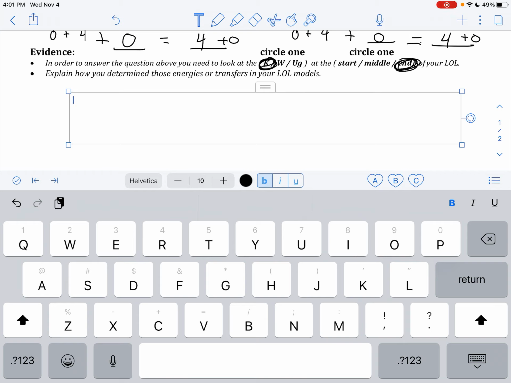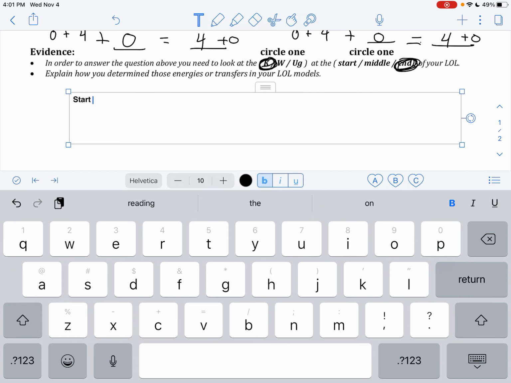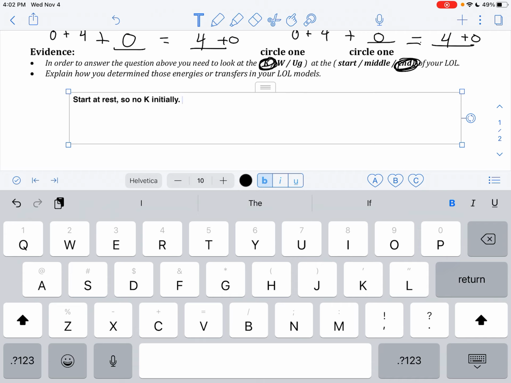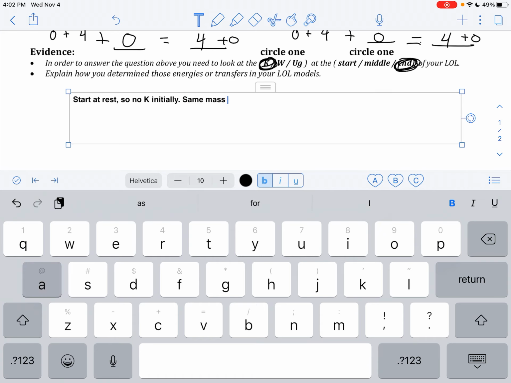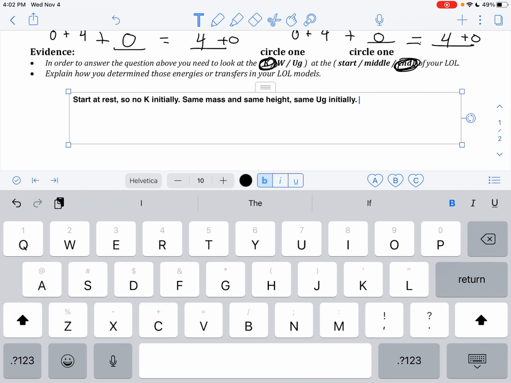Okay, so what we're going to do is start at the beginning. We're going to say it starts at rest, so there's no kinetic energy initially. I'm explaining how I got all my parts of the LOL. How did I know the UGs were the same for both? That was because it was the same mass and same height. Same UG initially. Feel free to pause this video and type, and you can follow along with me and then hit play again.